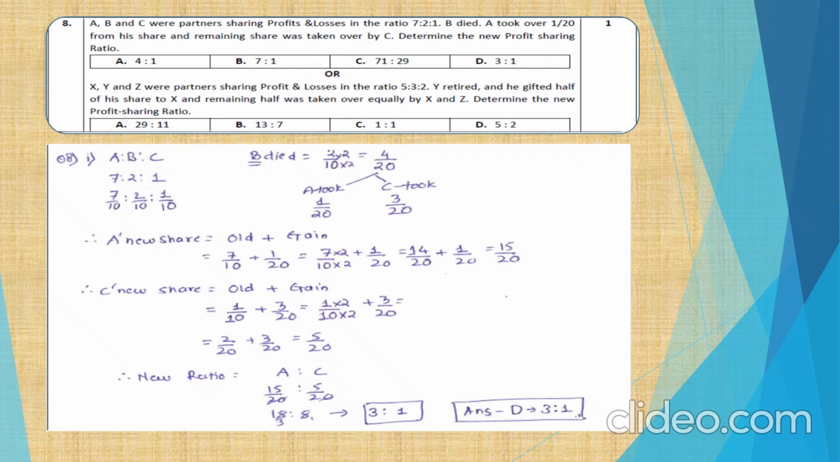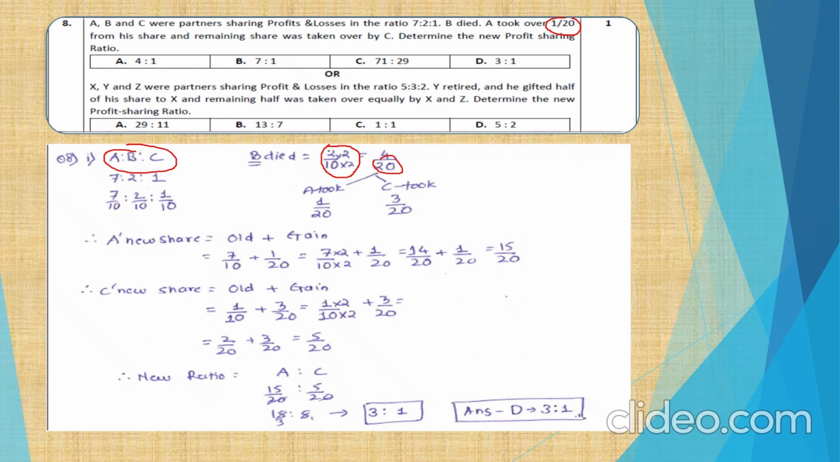Okay. Now in this case, what is the partners' profit ratio? A, B, C is 7 is to 2 is to 1. So 7 upon 10, 2 upon 10, 1 upon 10. Now B died, and his share was taken over by A and the remaining by C. So B died. So his share was what? 2 upon 10. Now because it's going to both the partners, I just wanted to make the denominator 20. I multiplied it by 2 because I want to divide among two people. So 2 twos are 4 and 10 twos are 20. So 4 upon 20. Because here it was 20, here it was 20, I made my denominator here also 20.